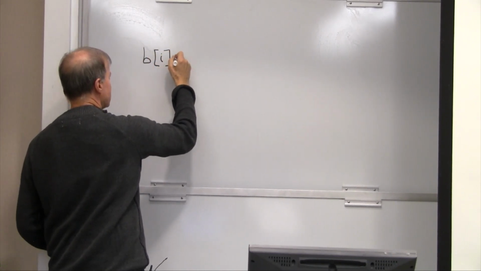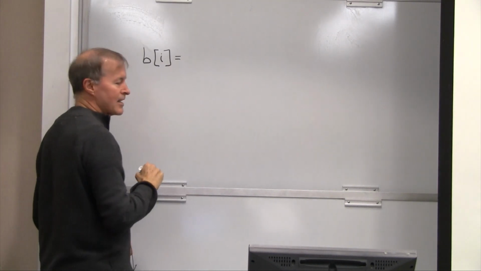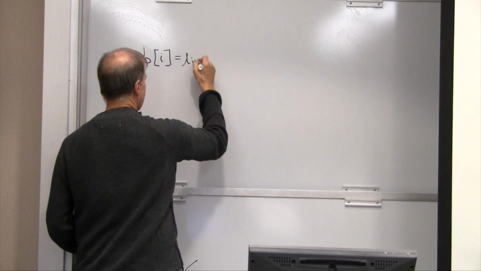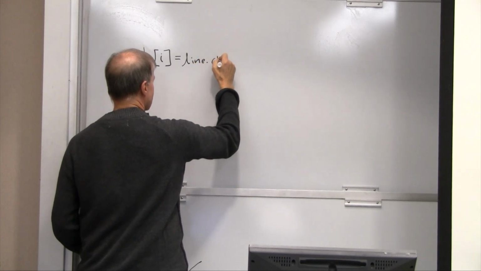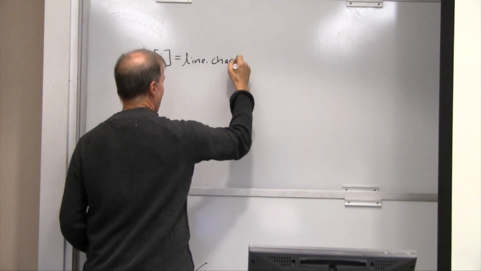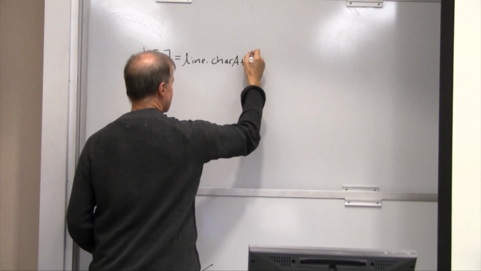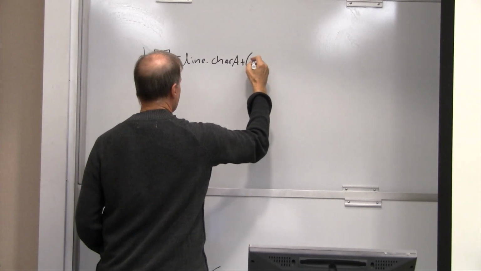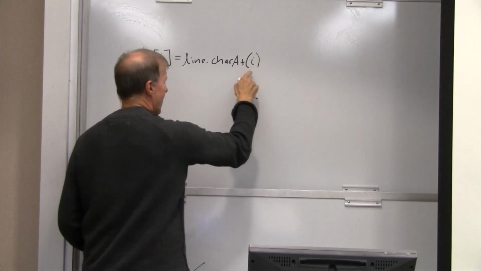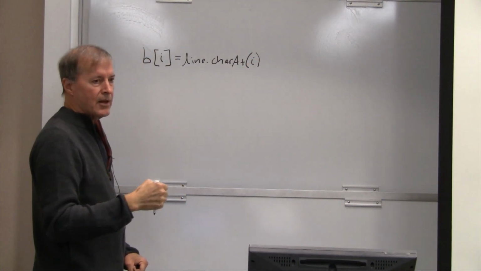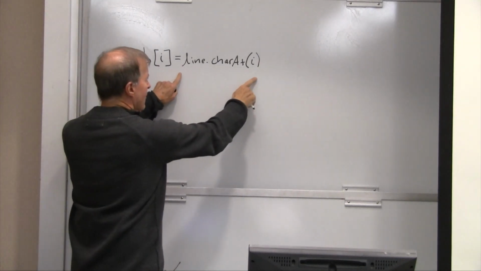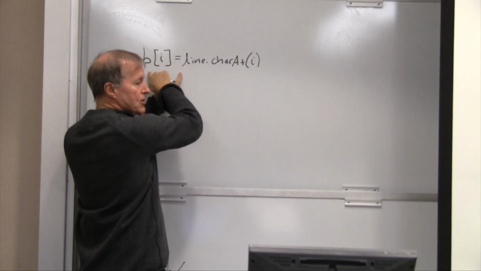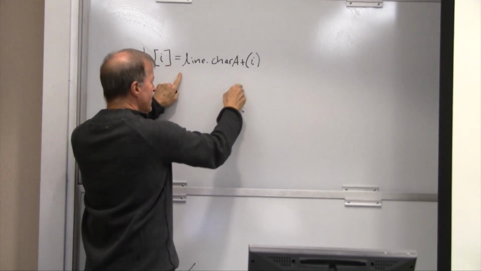So it would be B sub I gets, and then I told you to use charAt. So it would be line dot charAt I, because charAt takes the ith character. But now this line dot charAt I, that is a character, and B sub I is an array of integers. So the way you convert this character to an integer is like this.